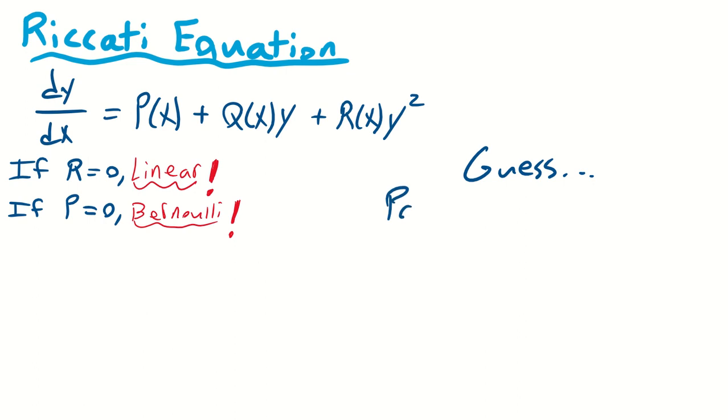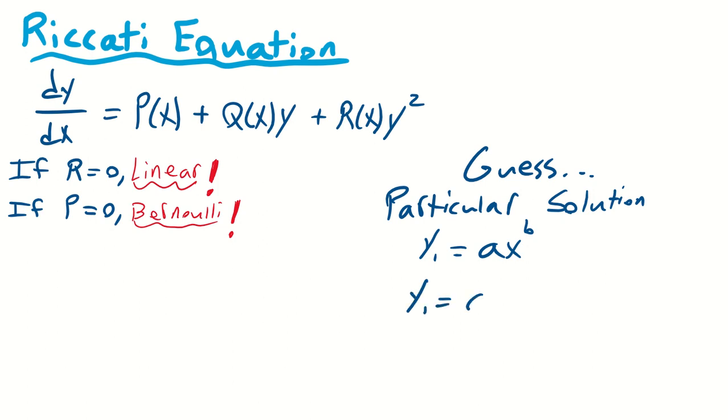for a particular solution is going to be something like y sub 1 is equal to a times x raised to the b power. Alternatively, it might look like y sub 1 is equal to a times e raised to the bx power. Usually those are good guesses. It'll be of that form.